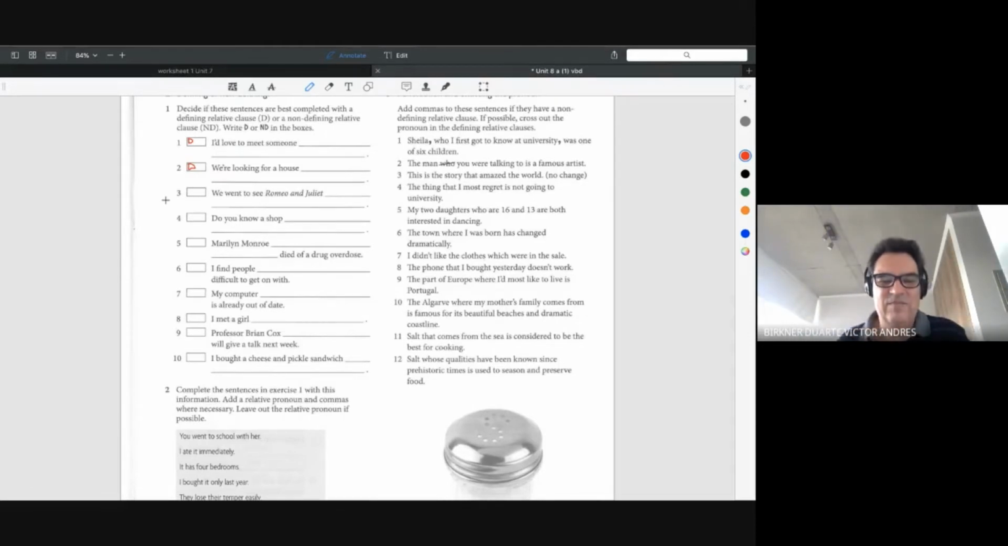Say it immediately. Number 3, we went to see Romeo and Juliet. What do you think about this one? In order to know whether it is defining or non-defining, we can complete the sentence in our minds, just in our minds, in order to identify whether it is a defining or non-defining clause. We went to see Romeo and Juliet.